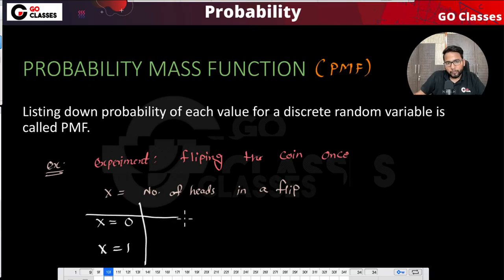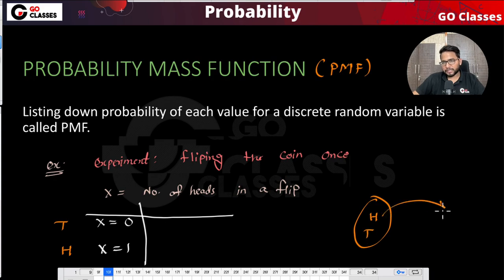Now tell me when this x will be 0: whenever you have tail, and x will be 1 whenever you have a head. It is as good as saying that in the sample space, if you have head and tail, then head is getting mapped to 1 via x, and this tail is getting mapped to 0 via x. Now what are the probabilities of x being 0 and x being 1? Obviously 1 by 2, 1 by 2. Why? Because x is 0 whenever there is a tail, x is 1 whenever there is a head.